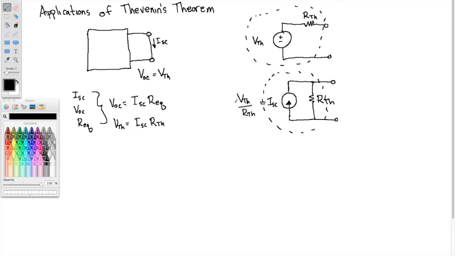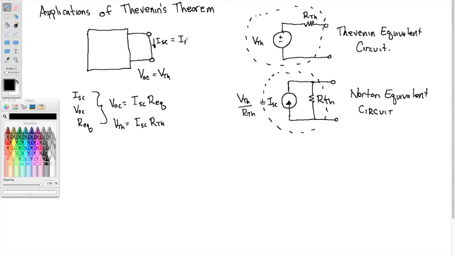This circuit is called the Norton equivalent circuit, where this one was the Thevenin equivalent circuit. In this way, the short circuit current is sometimes called IN, the Norton current. Just like the open circuit voltage is sometimes called the Thevenin voltage, the short circuit current is sometimes called the Norton current.